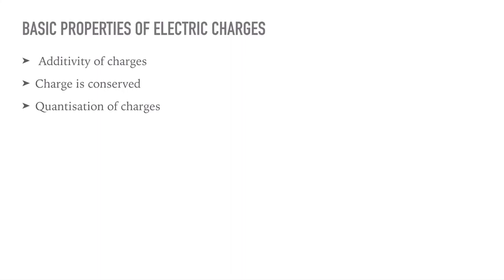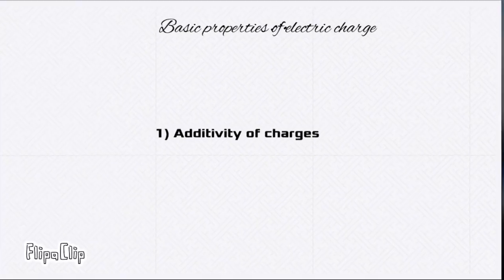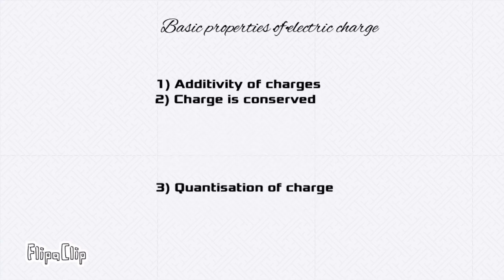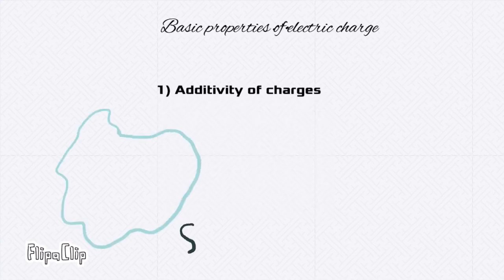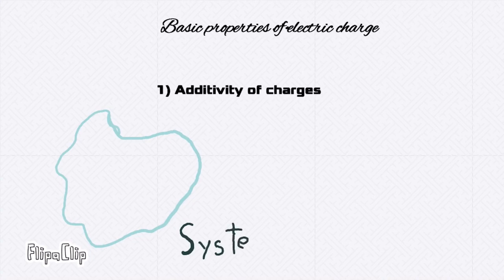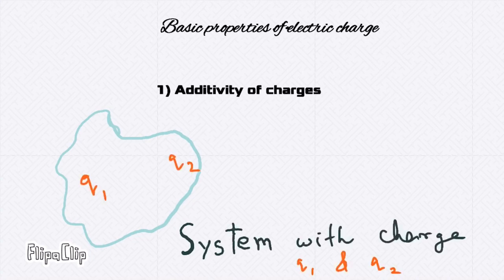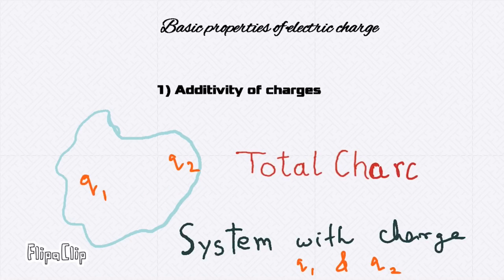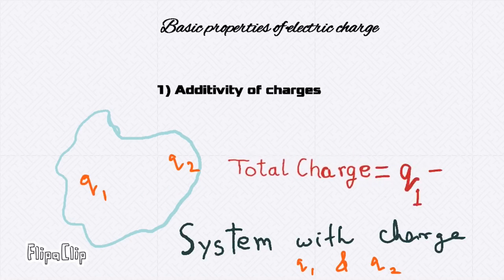The properties of electric charges include additivity of charges, then charge is conserved, and quantization of charges. Now first, let us talk about additivity of charges. Let us consider a system with two charges, Q1 and Q2, a system with only two charges. Then the total charge of that system would be given as Q1 plus Q2, that is the sum of both the charges.